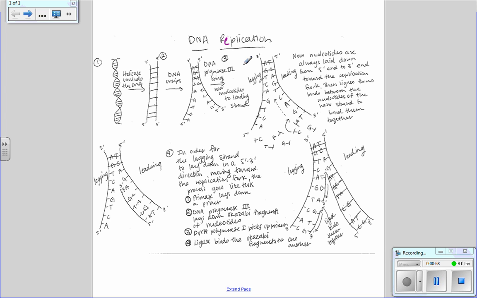Everybody's got that part? Okay, so here's our DNA here. Just for a frame of reference for us, I'm going to use different colors so that we can remember what's the old DNA and what's the new DNA. Okay, so here's our original DNA. I'm making it purple because I'm pretty sure that's what I did yesterday. So here's our original DNA. We want to make an exact copy of it.